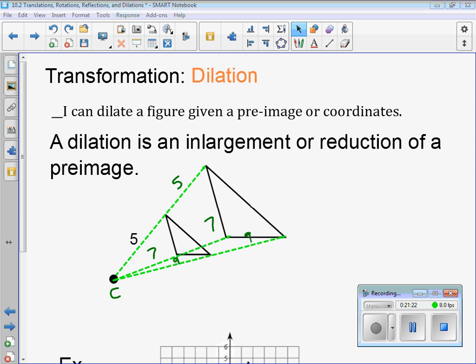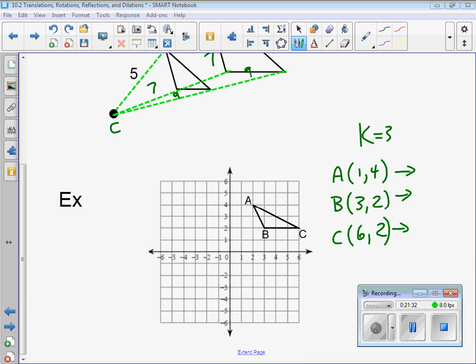Now we could do a reduction, and that basically I would take it and bring it in closer to C, and it makes it smaller. Okay, let's see how we do that in the coordinate plane. Okay, so I'm going to take this triangle ABC, and I'm going to make it 3 times as big. Now doing the coordinate, but I'm not going to draw this thing. I'm just going to simply apply that K factor to the coordinates. It's super easy. What you're going to do is you're going to apply the K factor to the X and Y. You're just going to basically multiply them.